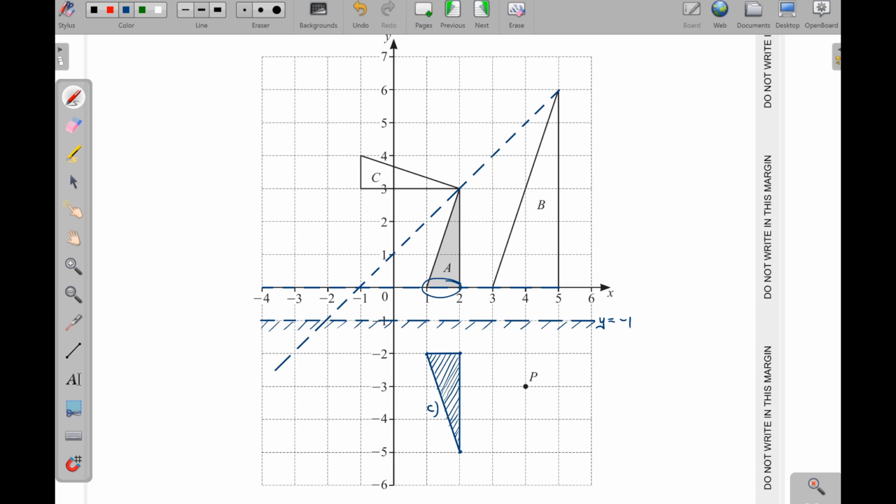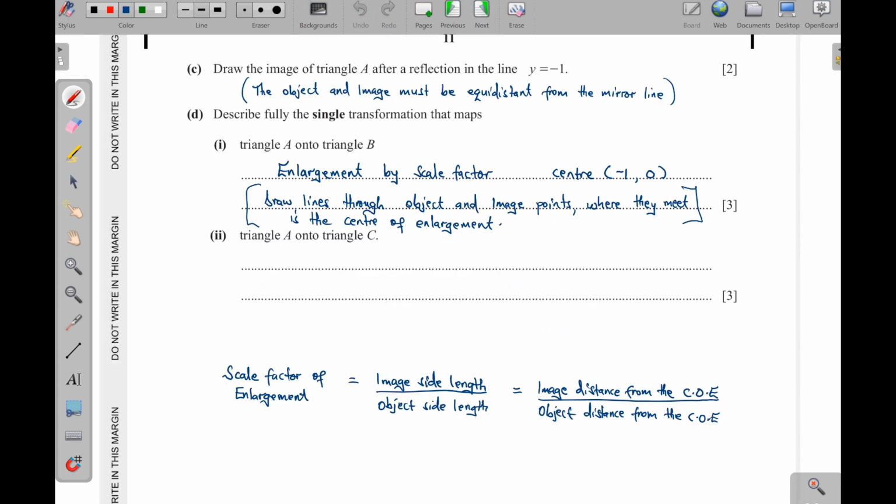This one times 2, you get this one. This one times 2, you get this one. The same thing here. This one times 2, you get this other one here. So they are all multiplied by the same scale factor of enlargement. So the scale factor here is 2. By the way, this scale factor can be positive or negative.